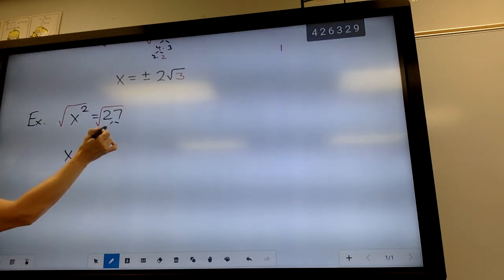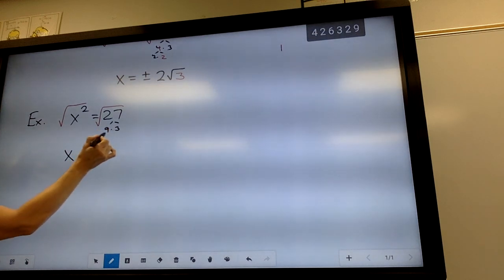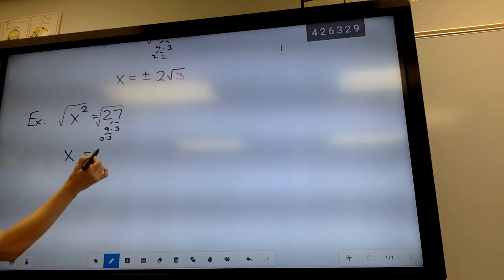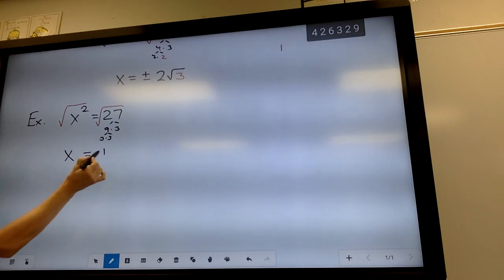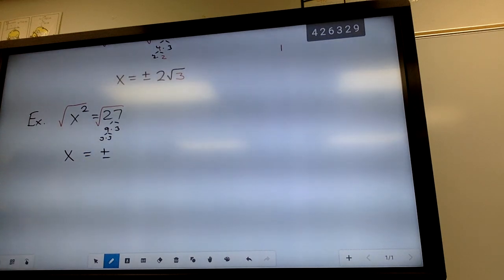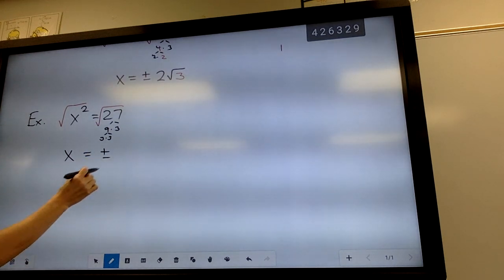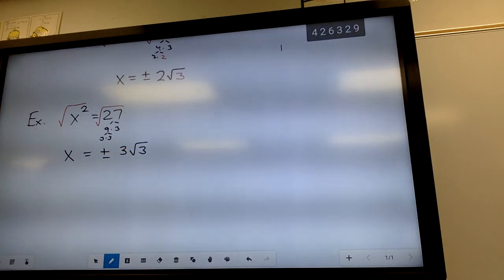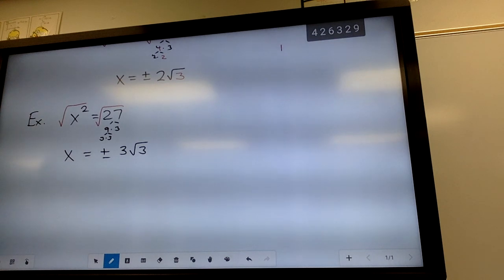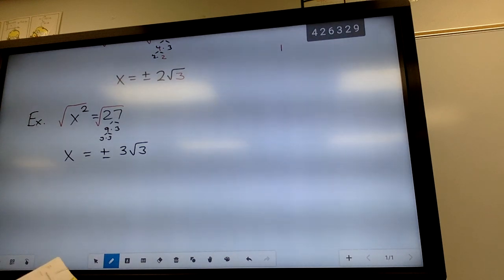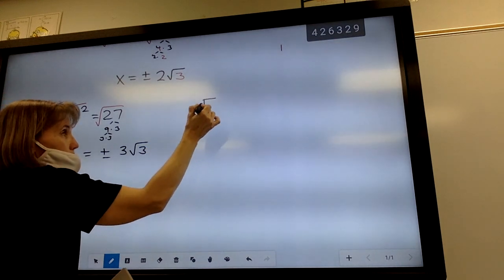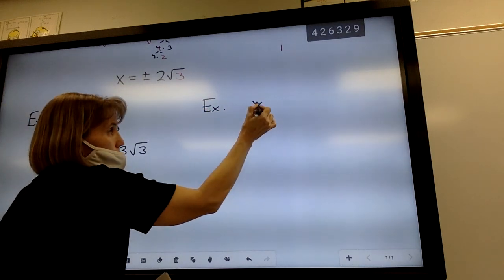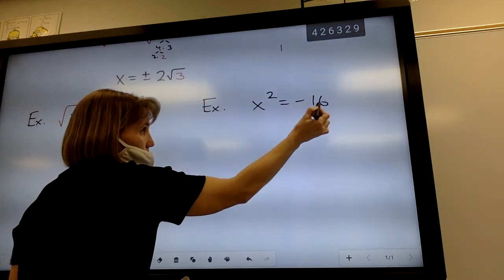So 27 is 9 times 3. 9 is 3 times 3. So I would say my answer, it's always plus or minus when you take the square root of something. So I'd say plus or minus 3 square root of 3. Now x squared equals a negative 16.